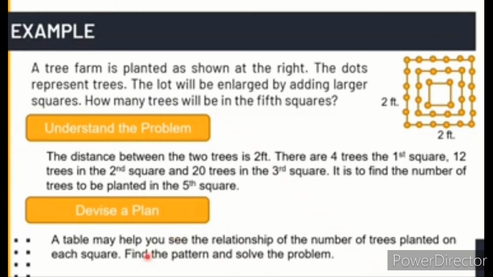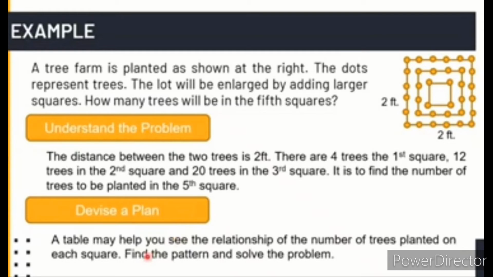In this problem, we will apply the four steps in problem solving, where the first step is understand the problem. As we look at the picture, the distance between the two trees is 2 feet. There are 4 trees in the first square, 12 trees in the second square, and 20 trees in the third square. So we need to find out the number of trees to be planted in the fifth square.